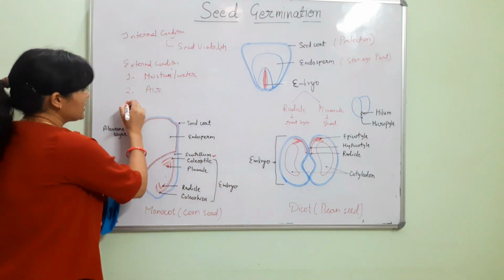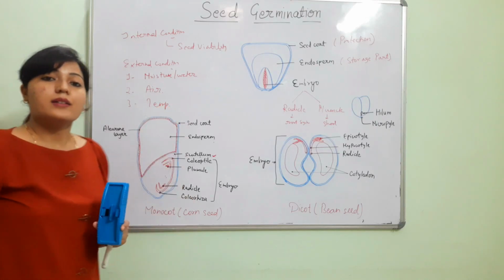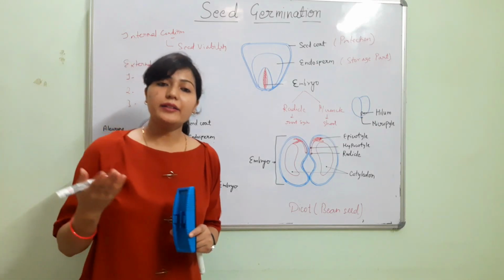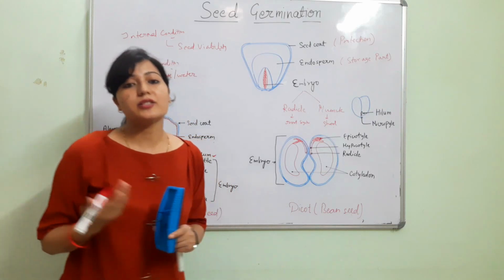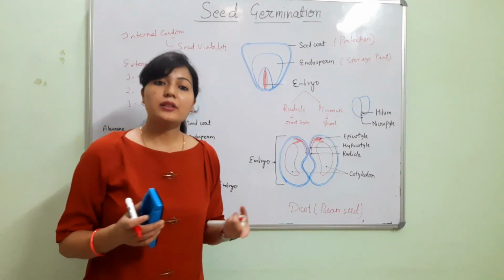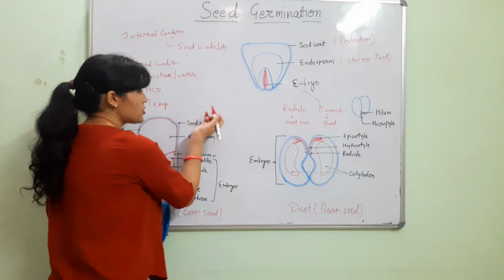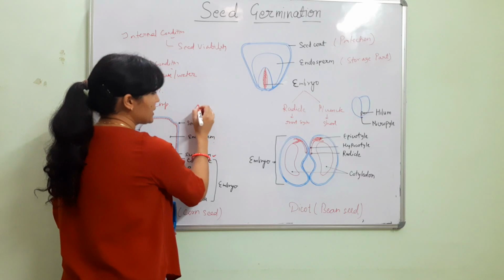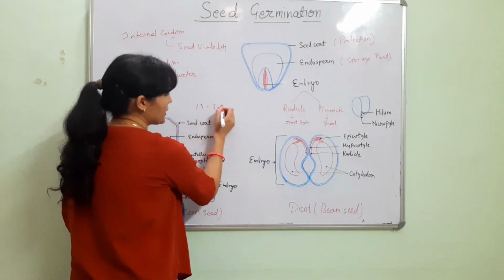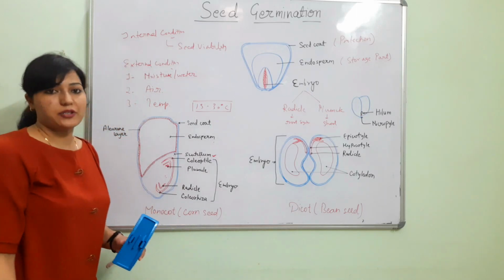Okay, and the third is temperature. Certain seeds require high temperature and certain seeds require lower temperature. So for proper germination, temperature should be optimum. The optimum temperature for seed germination is 15 to 30 degrees Celsius. Okay, this is the range of optimum temperature.